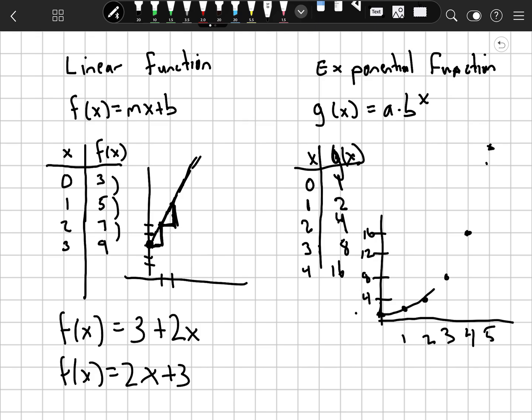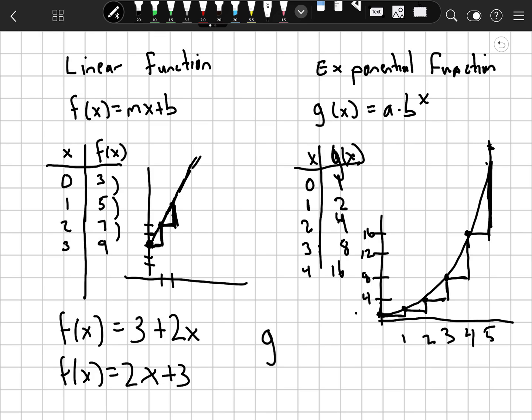So you can kind of see a curved pattern right here. And what's happening is each time I go over 1, I'm going up twice as much. So you can kind of see these steps increase by a factor of 2. They get twice as big each time you go over 1. You get twice as much. And so that's why there's a curve to that exponential function there.